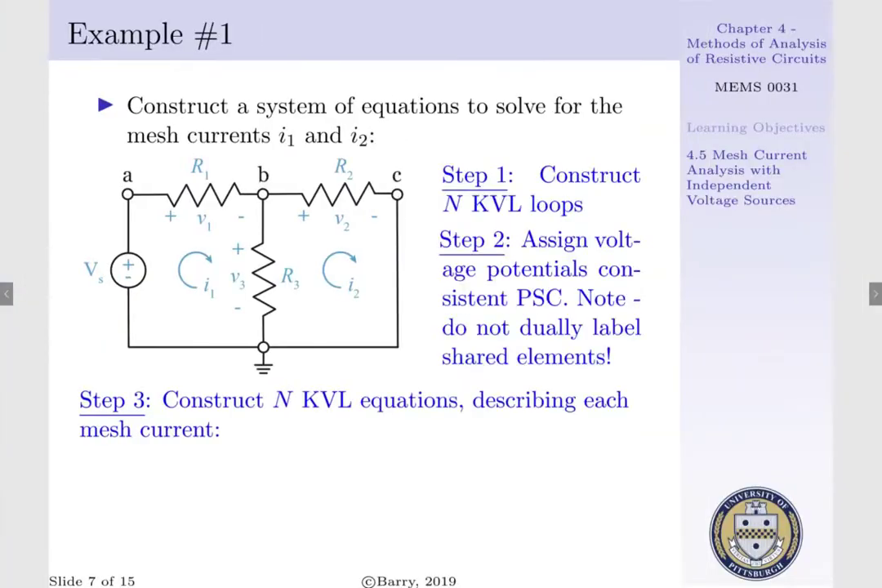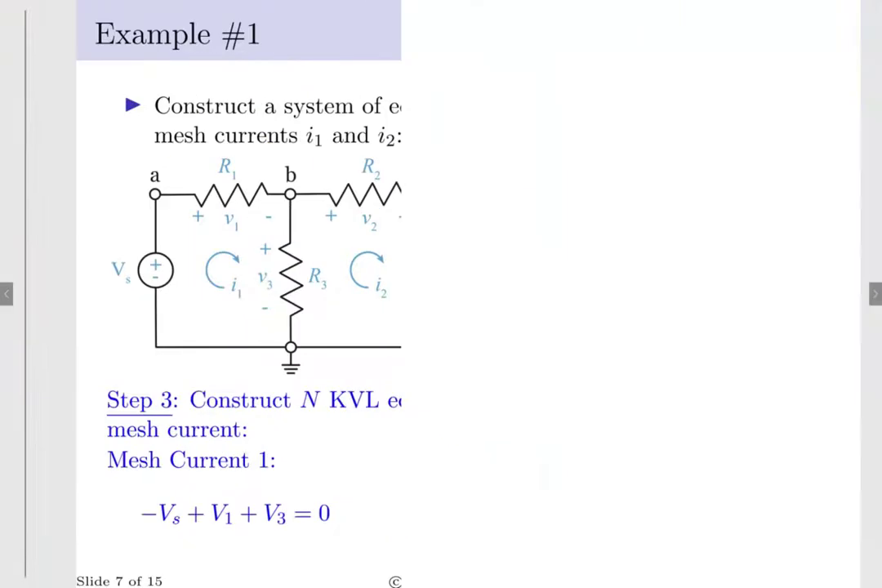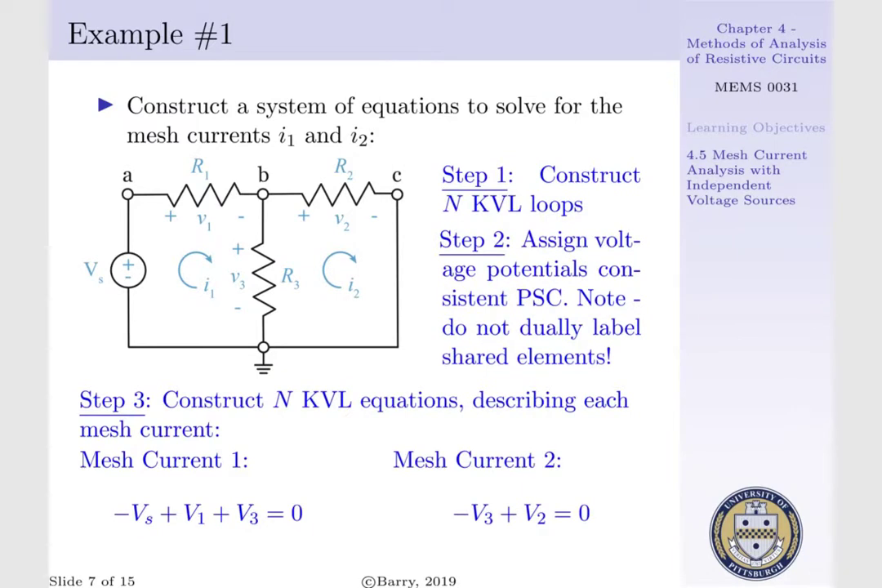Our third step is to write our n KVL equations, describing each mesh current. For our first mesh current, we will construct a KVL equation based upon Vs, V1, and V3. That is, minus Vs plus V1 plus V3 is equal to 0. Now if we look at our second mesh current, we will construct a KVL equation, making sure we follow the correct polarities of our voltage drops. As we start in the bottom left-hand corner and move in a clockwise fashion, we first encounter minus Vs, and then we encounter plus V2, and this is equal to 0.